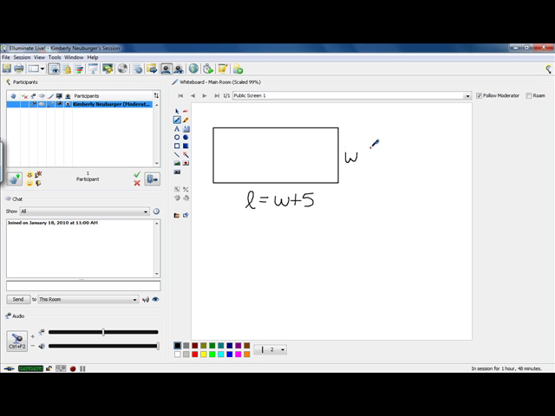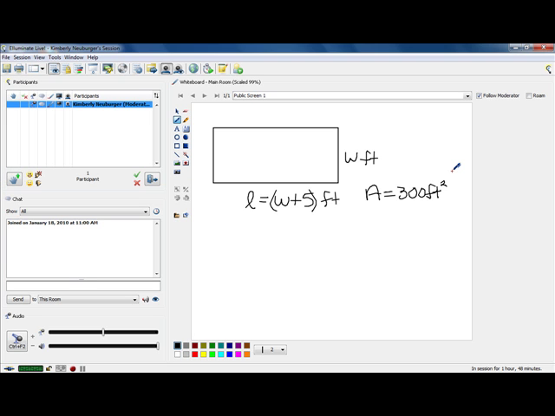So we also need to recognize that the units here are feet, so that is going to be in feet, and that is going to be feet, and it says that the area is 300 feet squared. Now, we need to remember how you get area of a rectangle. Area of a rectangle is length times width.